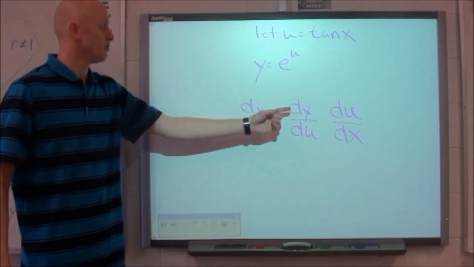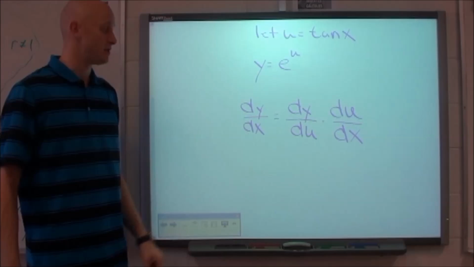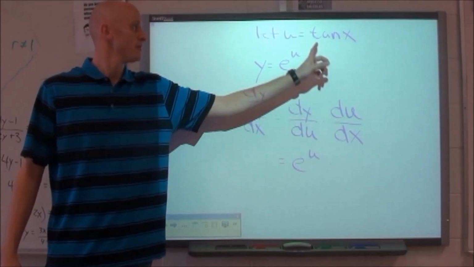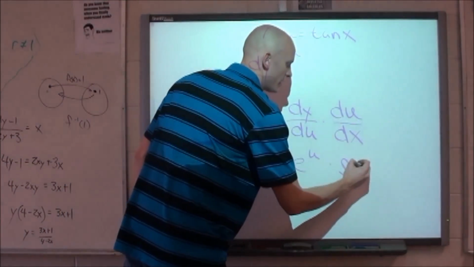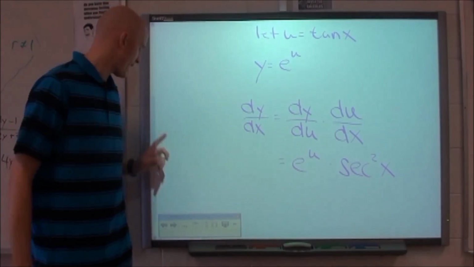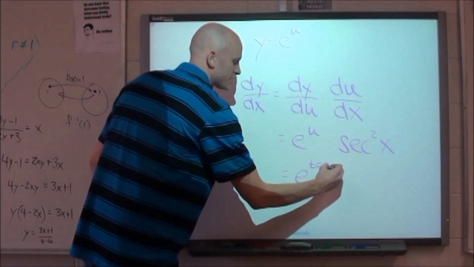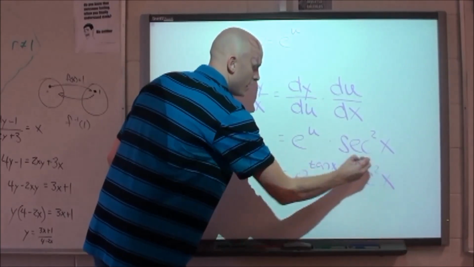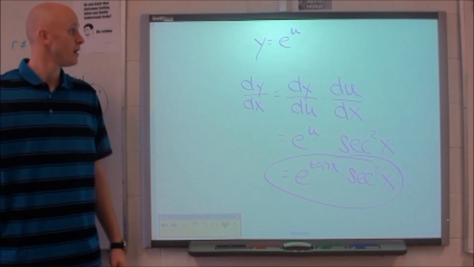We'll simplify this. So the derivative of y with respect to u is simply e to the u, multiplied by the derivative of u with respect to x. The derivative of tangent is secant squared x. So now we'll just substitute back in our u, which is e to the tangent x, multiplied by secant squared x. And there's our derivative using the chain rule and the new derivative identity.